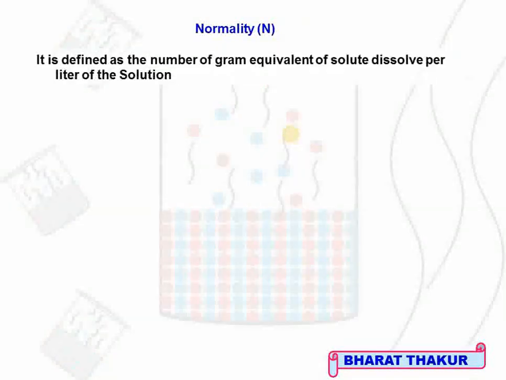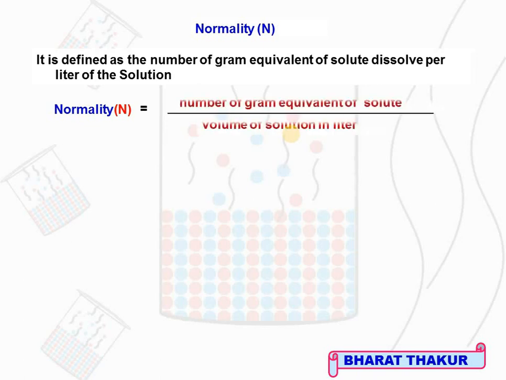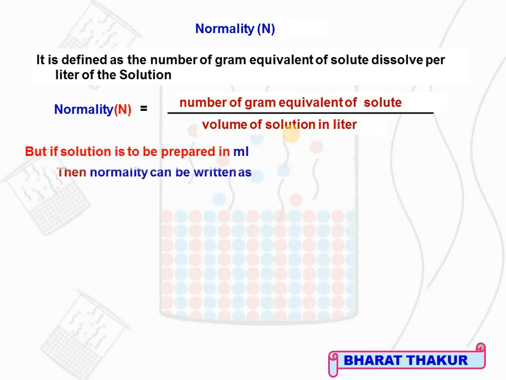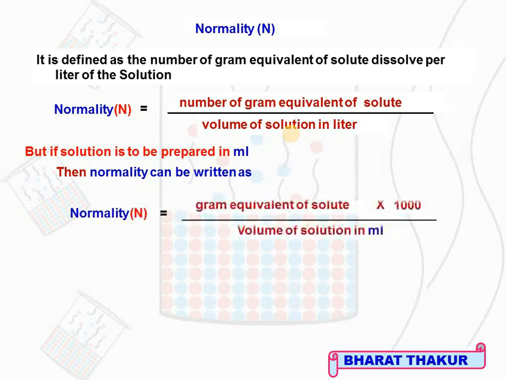Now normality, represented by capital N. It is defined as the number of gram equivalent of solute dissolved per liter of solution. Normality has the formula: number of gram equivalent of solute. In this case, we are not calculating the moles of solute. We are calculating the number of gram equivalent of solute divided by the volume of solution in liters. Again, if the solution is prepared in ml, then the normality can be written as gram equivalent of solute multiplied by 1000 divided by the volume of solution in ml.